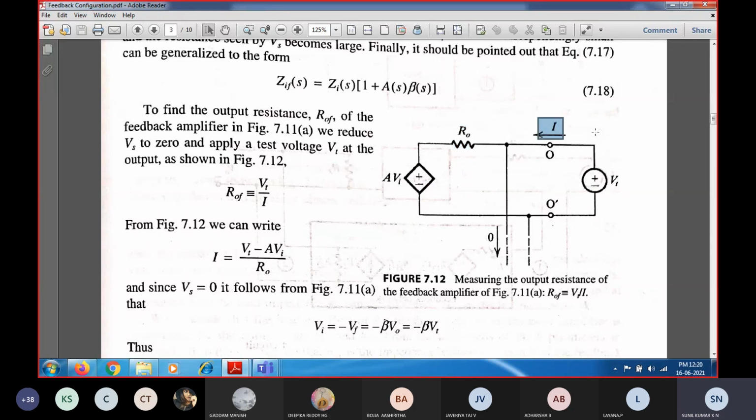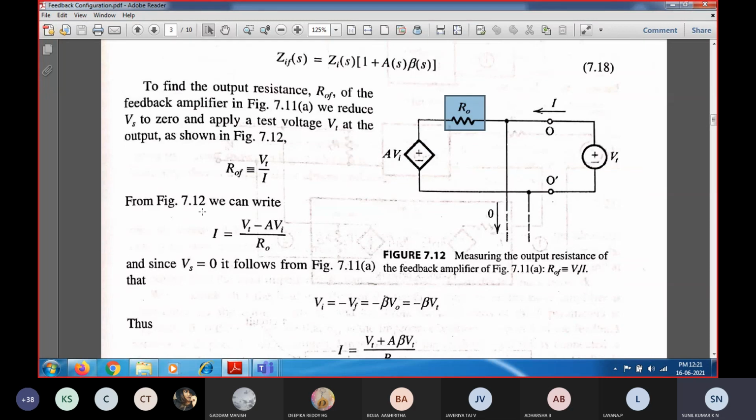We need to find the value of R naught of f, the output resistance with feedback. What is the applied voltage? Test voltage Vt. What is the current flowing? I is the current. So Vt by I is the output resistance. Now we need to find the amount of current that is drawn. If I find the value of I, I can easily find the output resistance with feedback. I is equal to Vt minus A times Vi divided by R naught. That is the value of the current I.